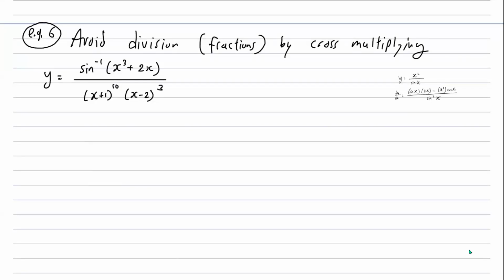Okay. What would you want to do? You cannot take ln yet. What you want to do is to cross multiply. So over here, the denominator, cross over. Okay. So what you end up with is y multiplied by that denominator. So y times x plus 1 power 10, x minus 2 power 3 equals sine inverse of that guy.